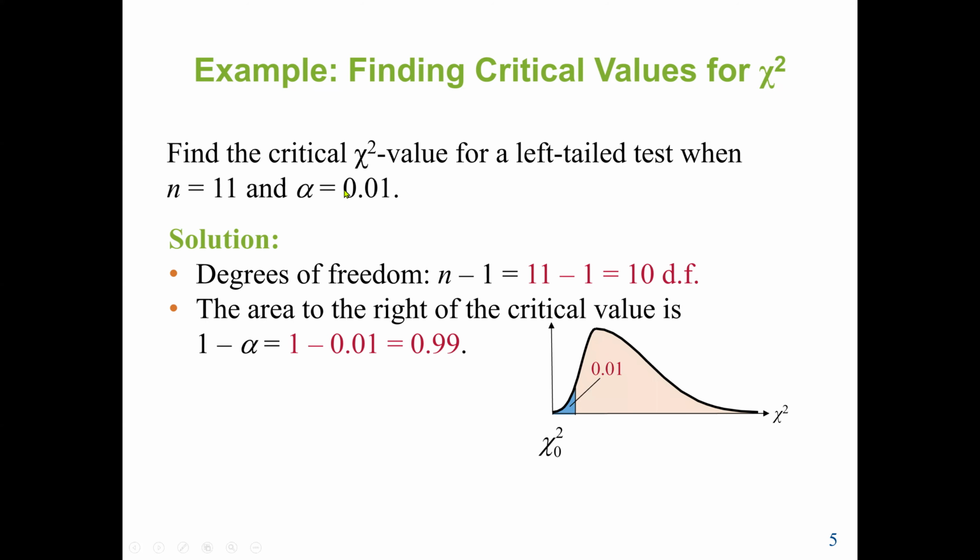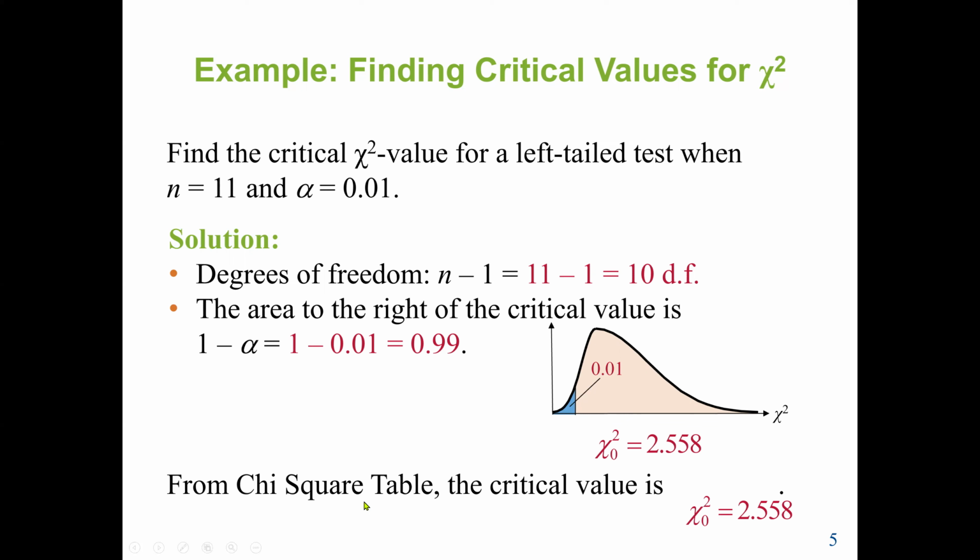Then here we are looking for a left-tail test. So if it's a left-tail test, the area to the right of the critical value is 1 minus alpha, which will give me 0.99. So this is our graph. We have alpha is 0.01, so 0.01 here. The rest will be 0.99. Then now we go to the chi-square table. When we go to the chi-square table, the critical value will be 2.558.